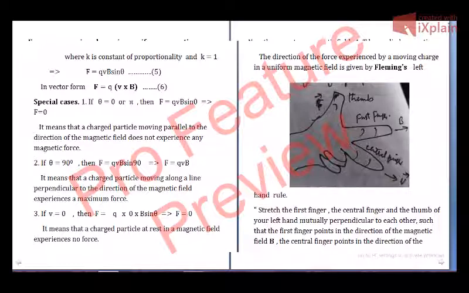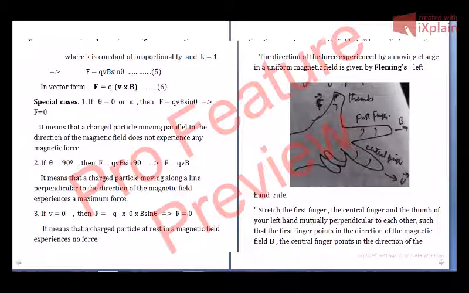Now case 3, if V is equal to 0, what does it mean? That is, if the charge is at rest, its velocity will be 0. Then F will be equal to QVB sine theta, Q into 0 instead of V. So this implies F will be equal to 0. It means that a charged particle at rest in a magnetic field experiences no force. These were the three special cases.